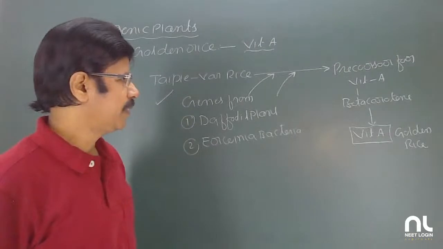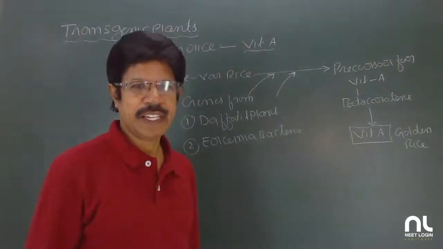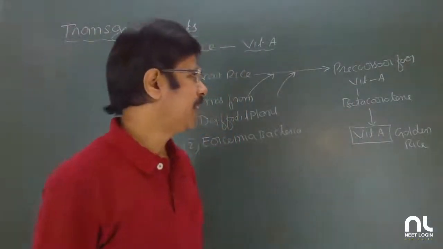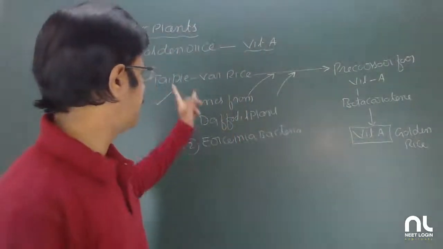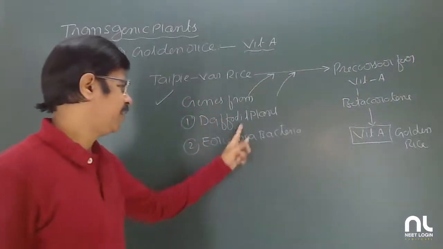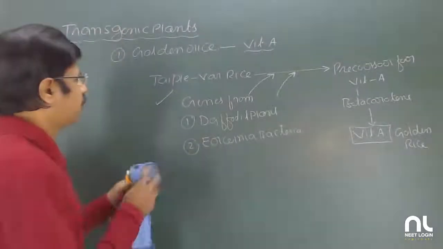For any type of MCQ, what is in golden rice? Vitamin A, the precursor for vitamin A, beta carotene. Beta carotene is produced by means of Type A variety of rice after introduction of the genes from the daffodil plant and Erwinia bacteria. The first one, golden rice.